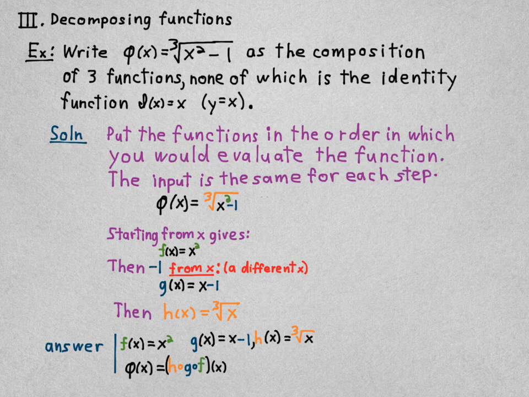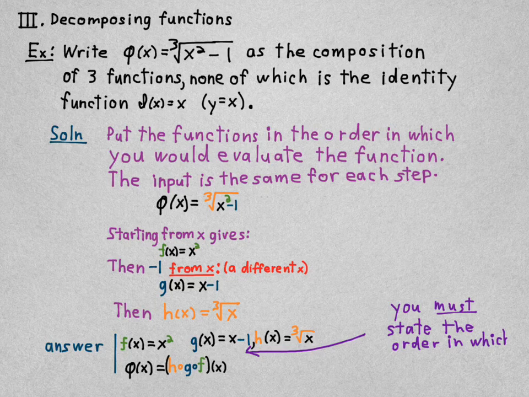So that's the order I did these in. F first, then G, then H. F, G, H. And the first one always goes next to the X, so it looks backwards. You have to read out from the X, not left to right. So if you don't state the order in which they're composed, then you haven't done the problem.